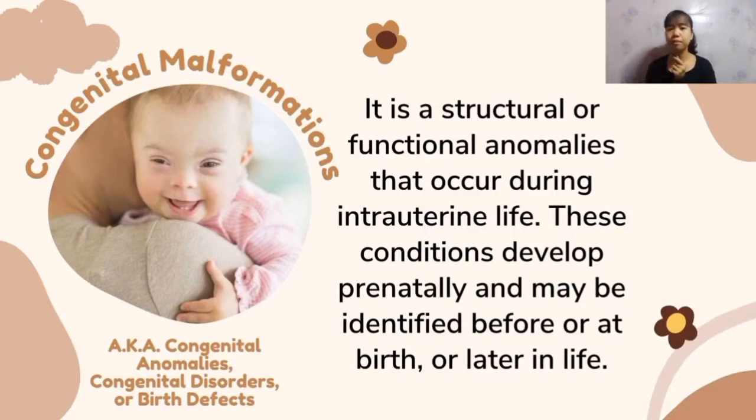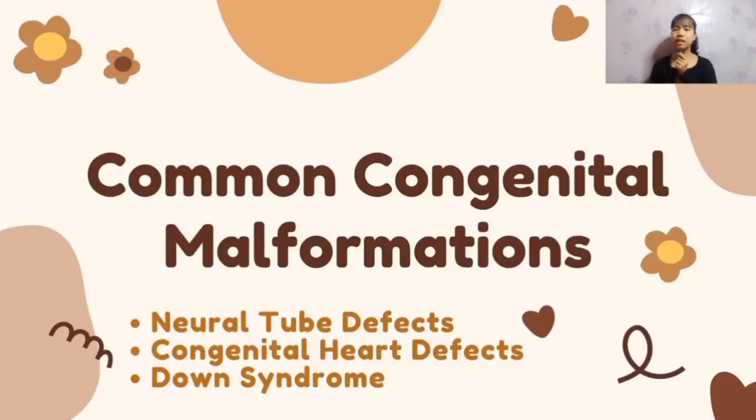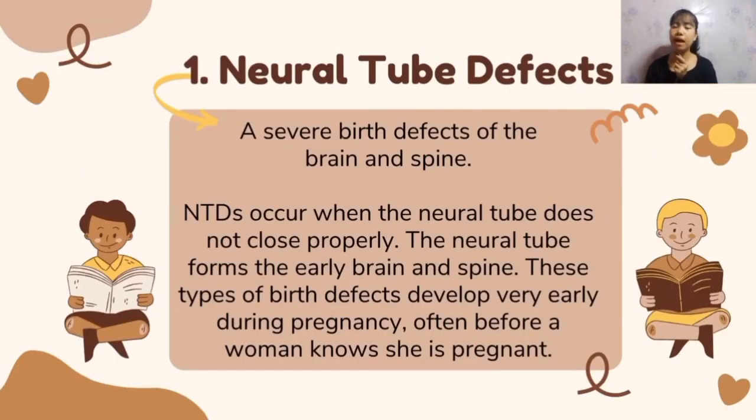Although approximately 50% of all congenital anomalies cannot be linked to a specific cause, there are some known factors such as genetic factors, socioeconomic and demographic factors, environmental factors, infections, and maternal nutritional status. So let us now discuss the most common severe congenital anomalies, which are the neural tube defects, heart defects, and Down syndrome. Let's start with neural tube defects.